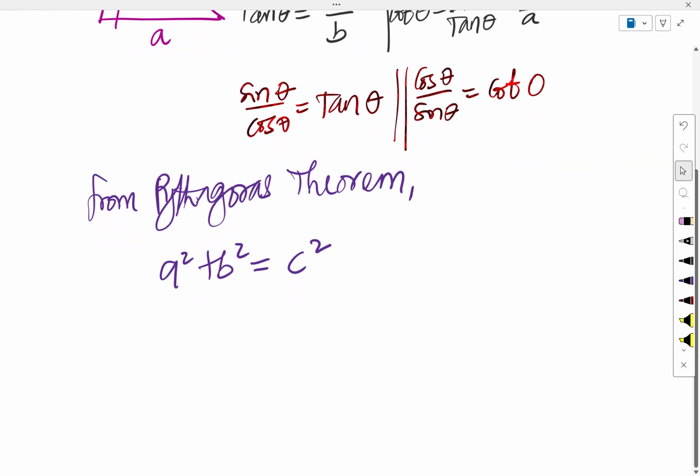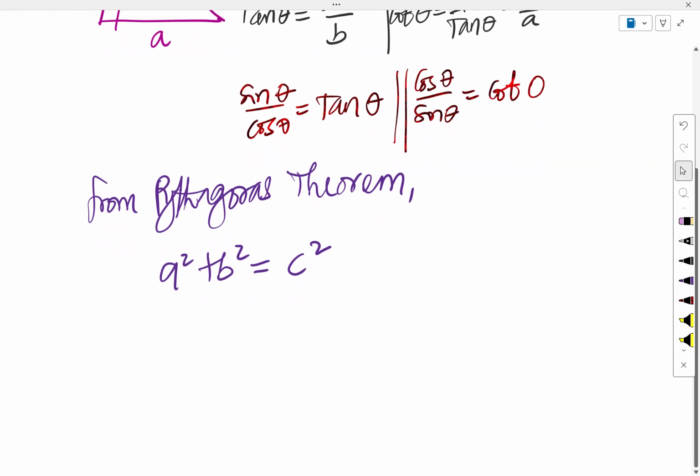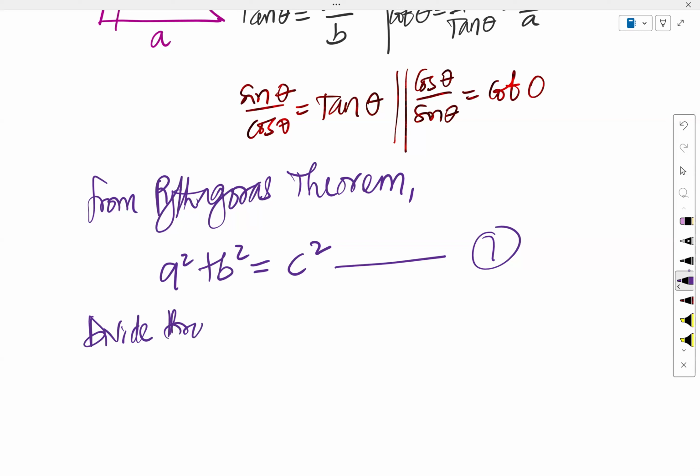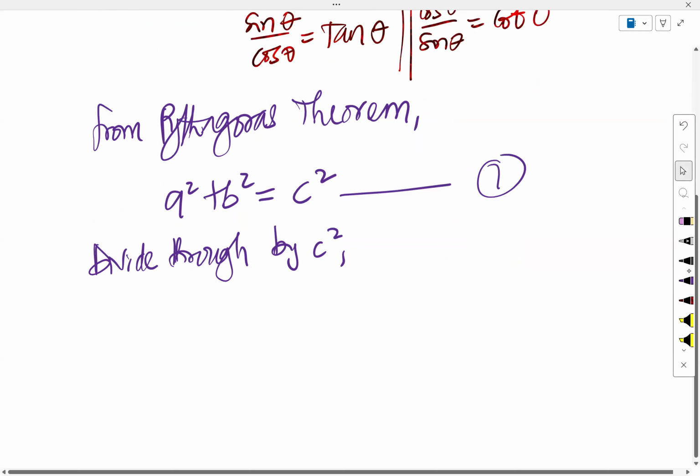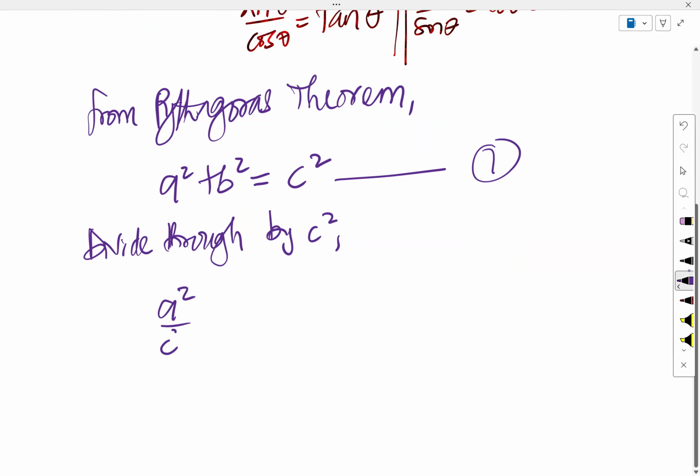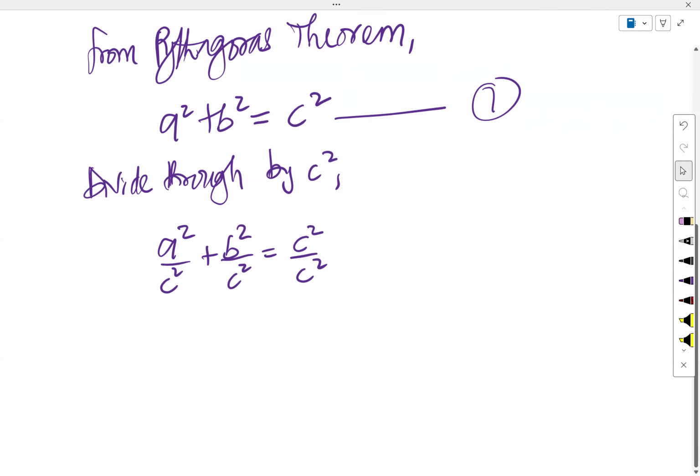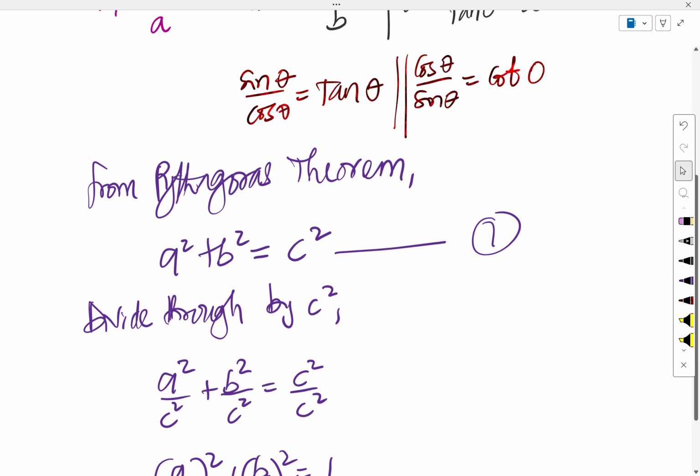For instance, let's call this equation 1 and divide through by c squared. That means you have a squared over c squared plus b squared over c squared equals c squared over c squared. That means you have (a over c) all squared plus (b over c) all squared equals 1. In short, that's simply 1.